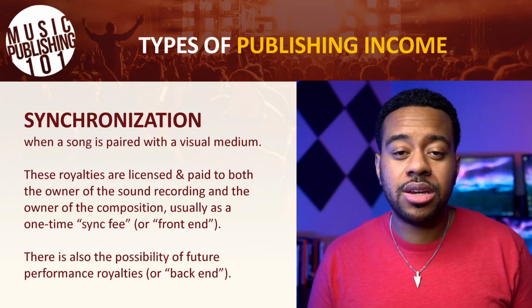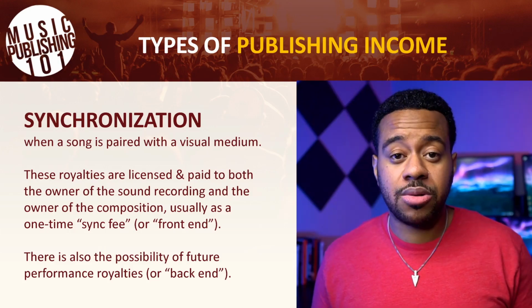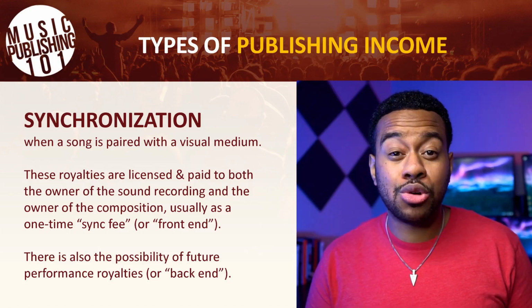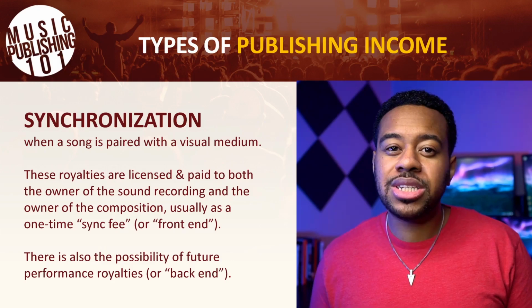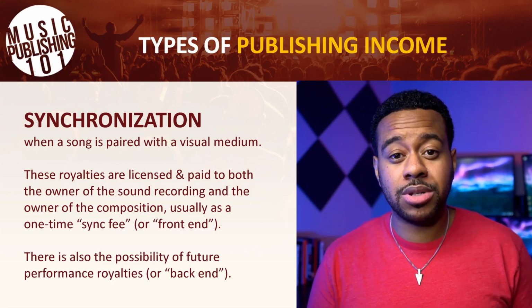Then there is synchronization income, which comes from the use of music in an audio-visual form, in a movie, TV show, video game, etc. This is typically paid out as a negotiated lump sum payout and is usually split equally between the writer and the publisher. Both the master owner and the song's music publisher must approve the use for it to go through, but the publisher has the most power.